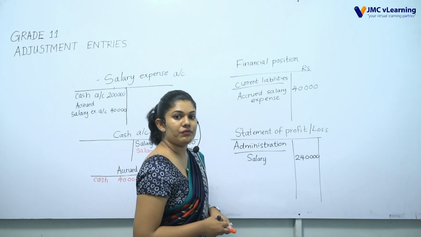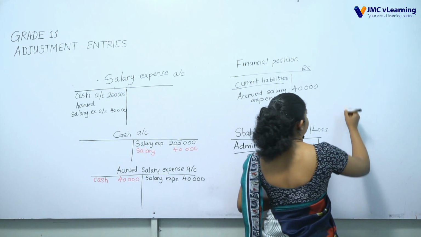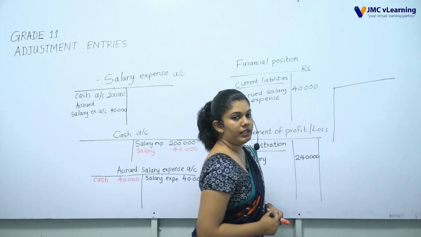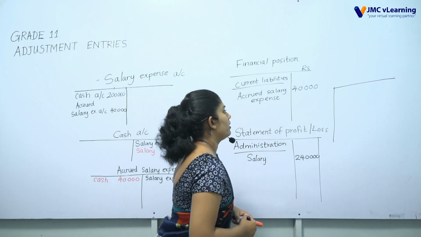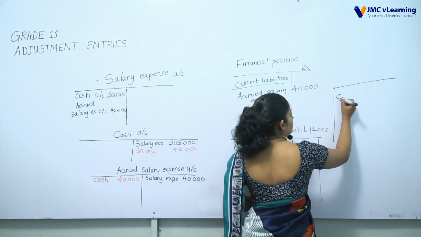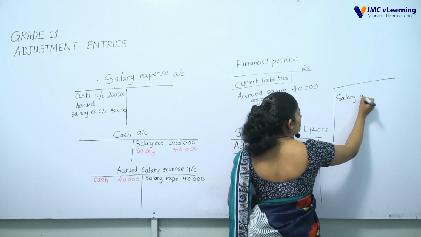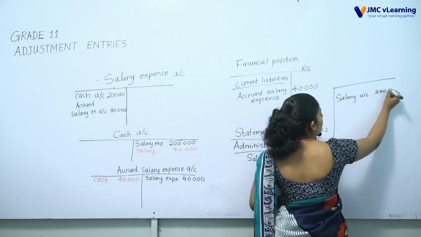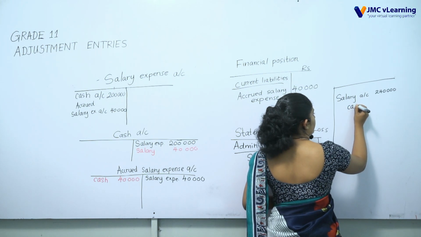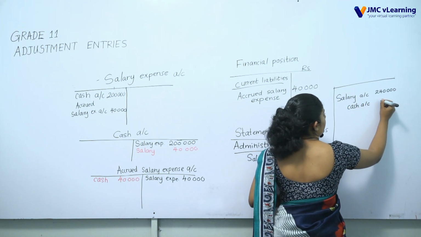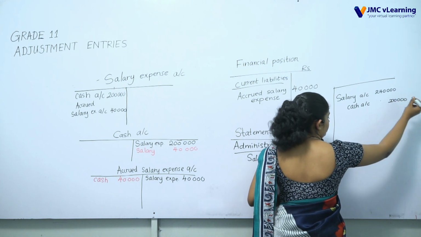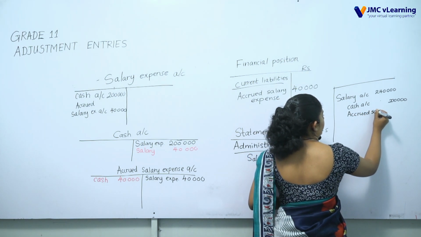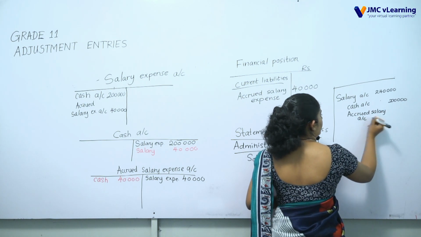If I write the journal entry for that, the similar thing, the journal entry will be: salary account will be debited by 240,000, cash account 200,000, and accrued salary account 40,000.